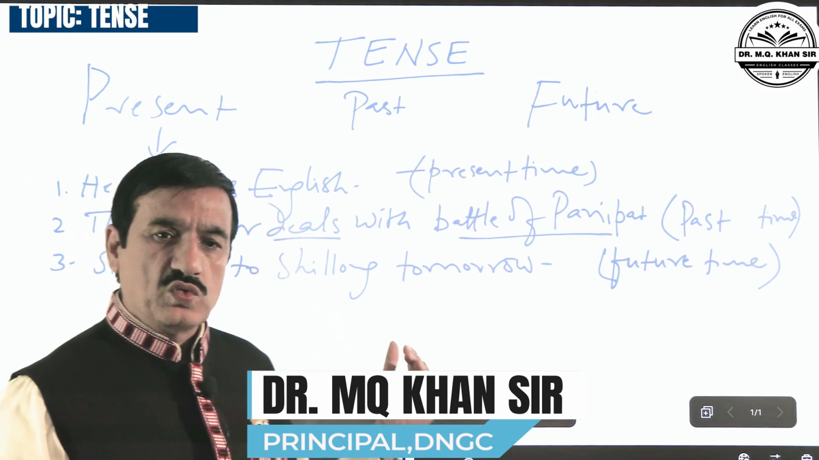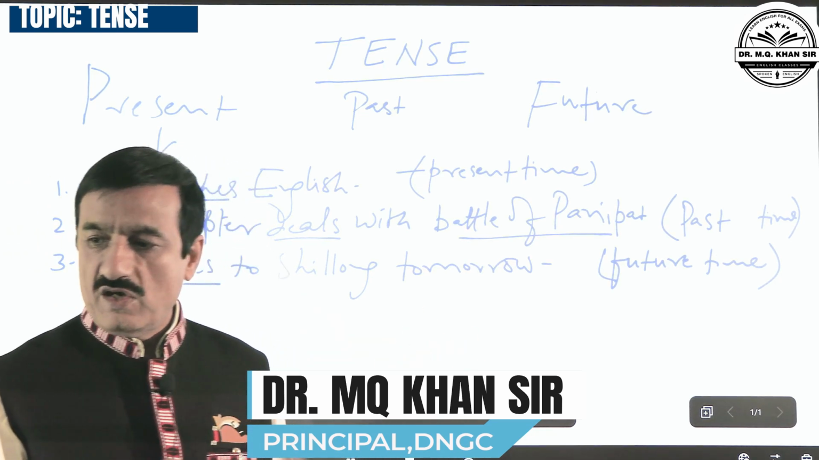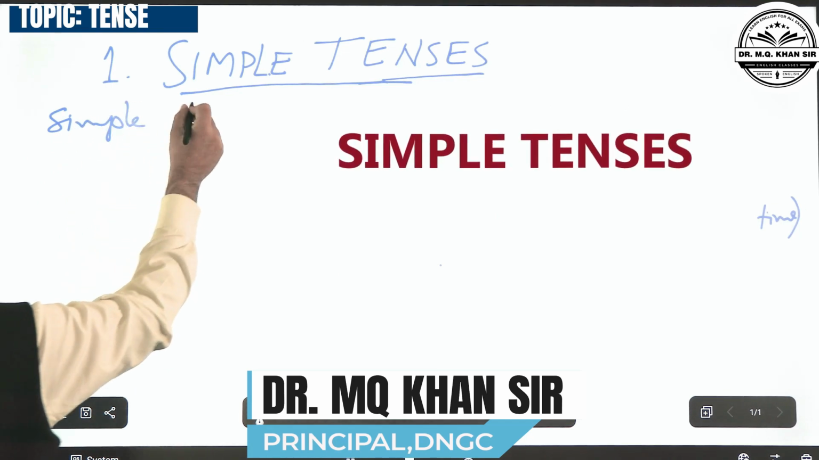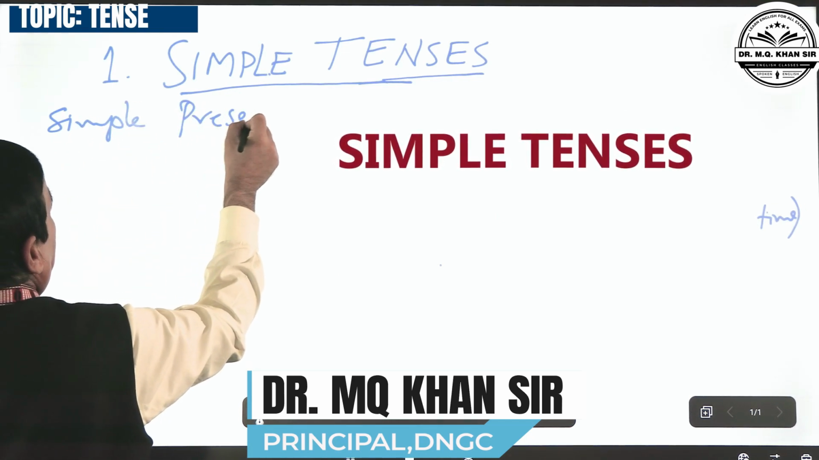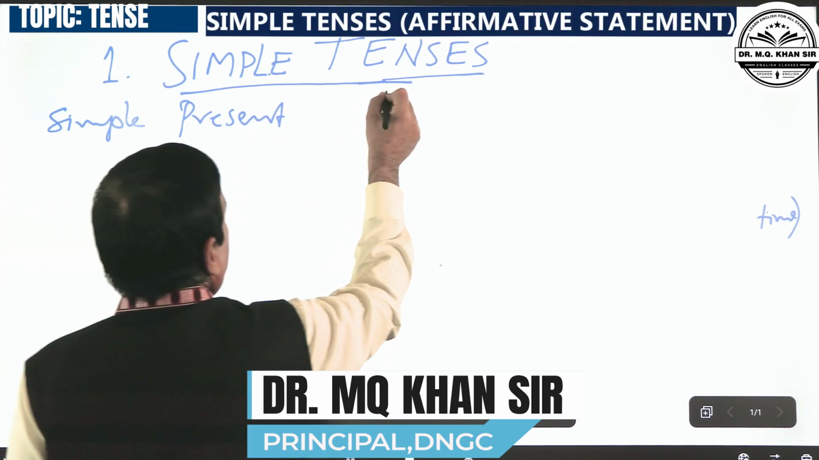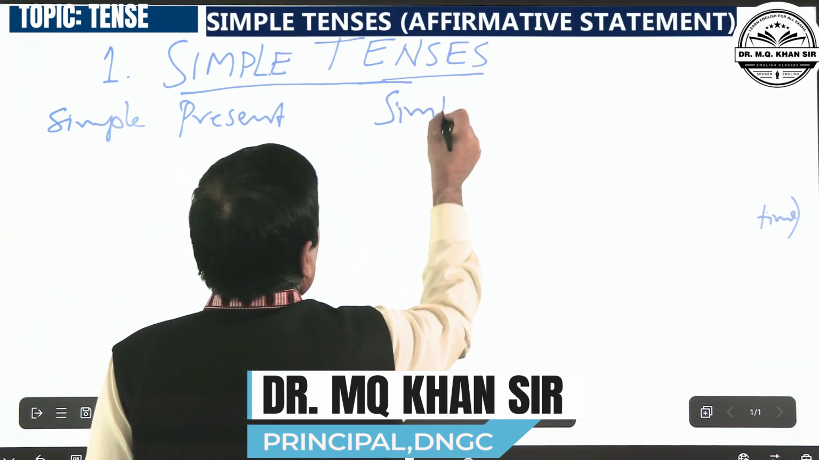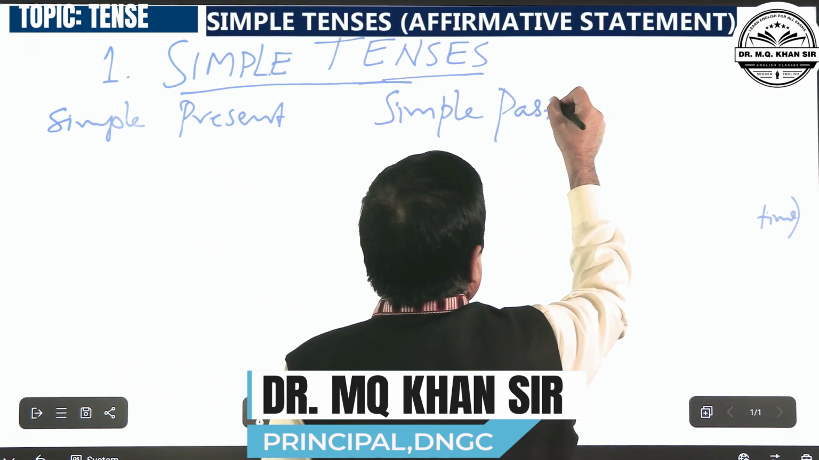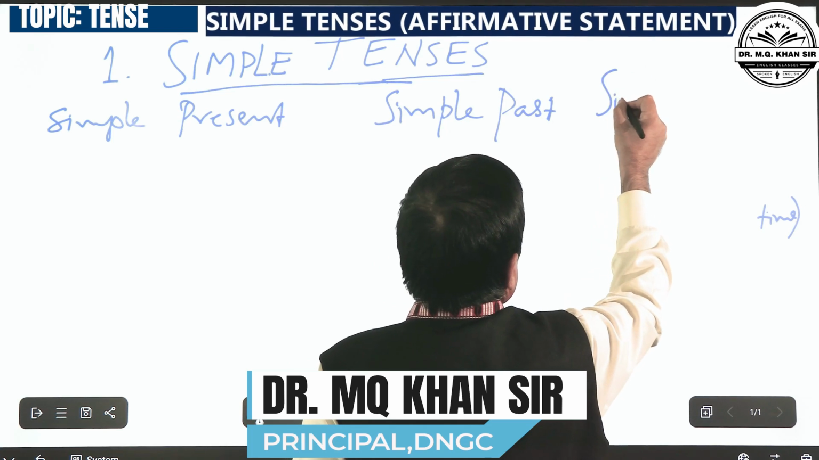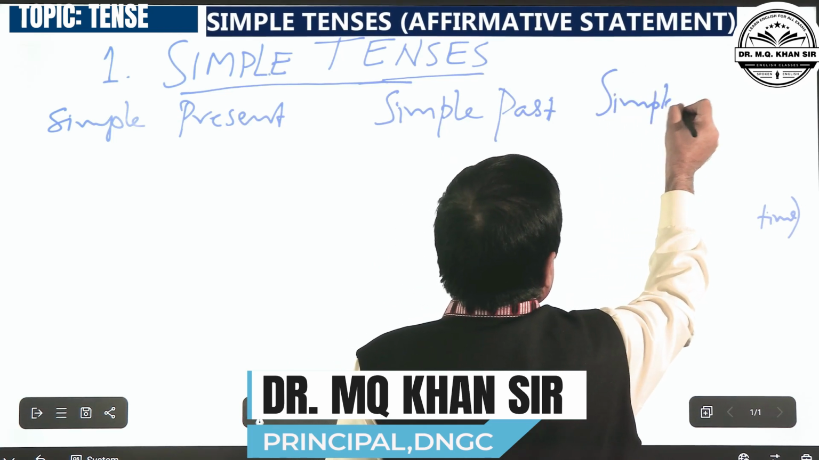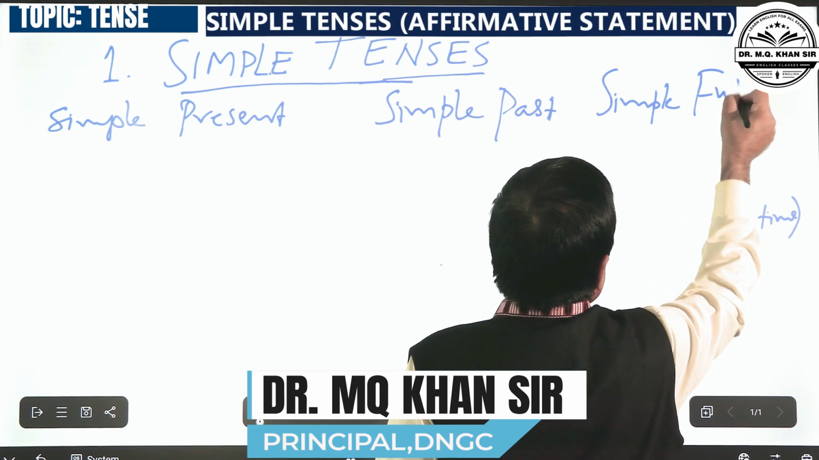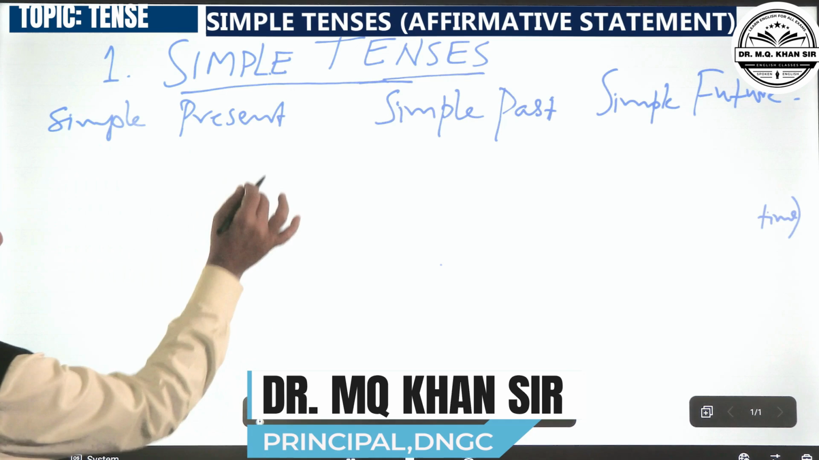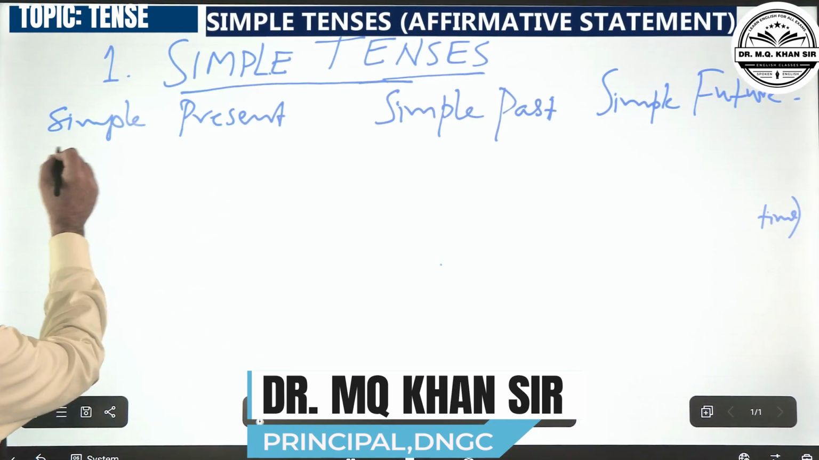And now we will go to different segments of tense. Simple present, then simple past, and simple future. So simple present, simple past, simple future. Simple present.